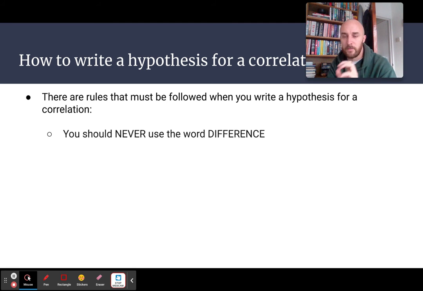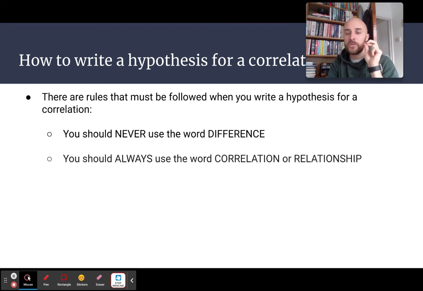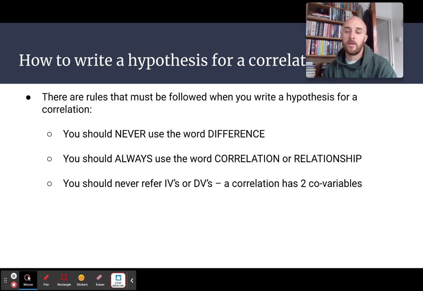For a correlational hypothesis, you never use the word difference, right? You should always use the word correlation or relationship. So if you're going to say there will be a relationship between this covariable and that covariable, fantastic, right? But if you were to say for a correlational hypothesis, there will be a difference, boom, 0 marks. Your examiner's not going to finish reading your answer because there's no coming back from it, basically. So never use the word difference for a correlational hypothesis. You always want to use the word correlation or a relationship.